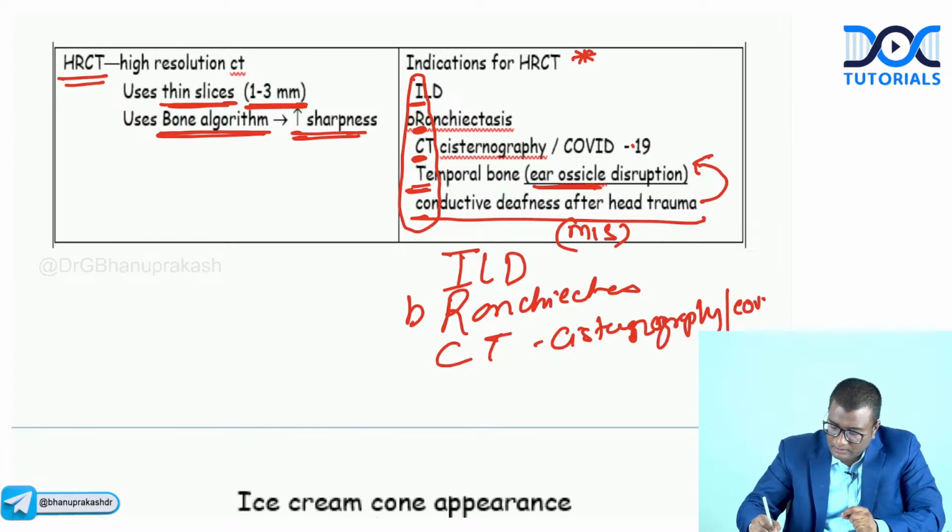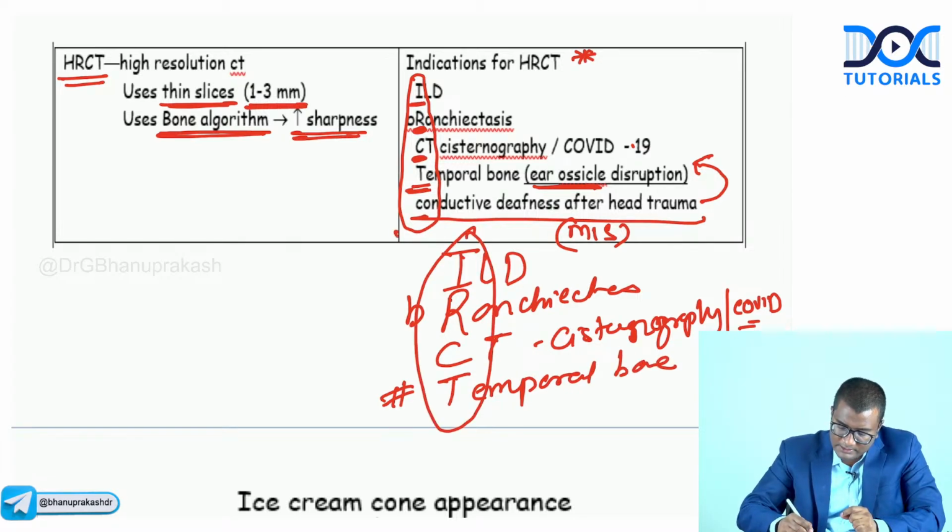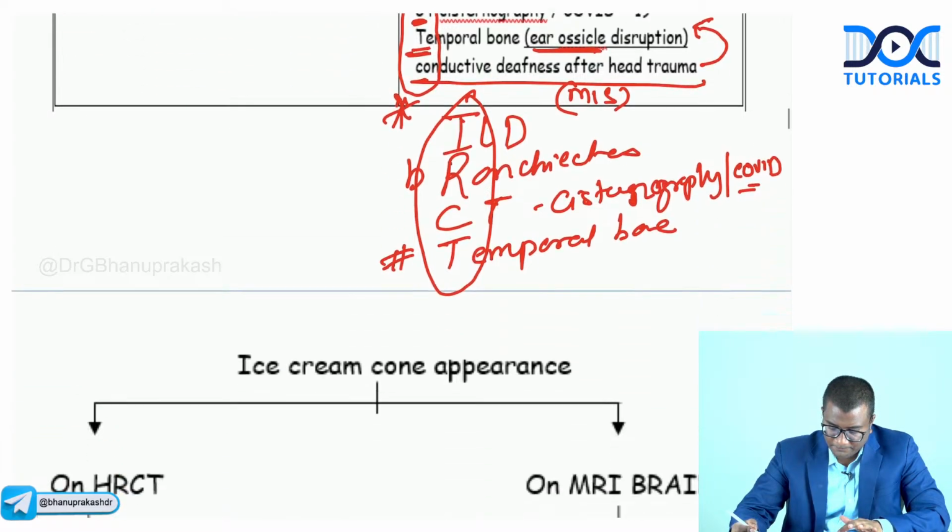So COVID also, so you can use that CT also. And fracture temporal bone, especially petrous temporal bone, or conductive deafness after head trauma. These are the indications of HRCT. Are we okay, Varun? Let's come to the next one.